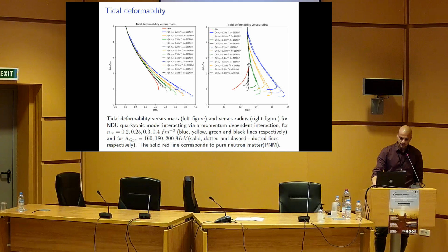Okay, and then we calculate tidal deformability and we construct these diagrams. This is the logarithm of tidal deformability with respect to the mass of a neutron star and respectively as a function of the radius of the star, as before.